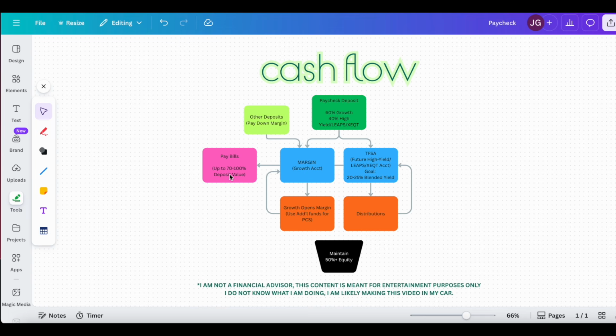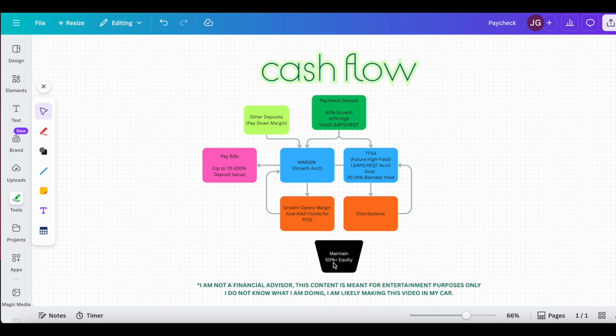Early on with a smaller account, basically, if you withdraw anything more than 50% of what you deposit, your margin or your equity is going to drop. That's just the way that it works. If you want 50% equity, you need to take out only 50% of whatever you deposit. If you take out more than that, then your equity will drop.